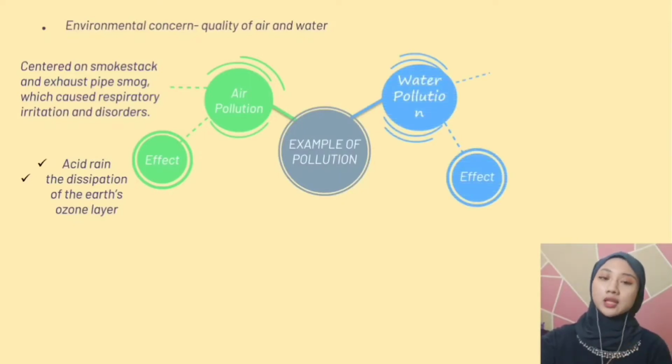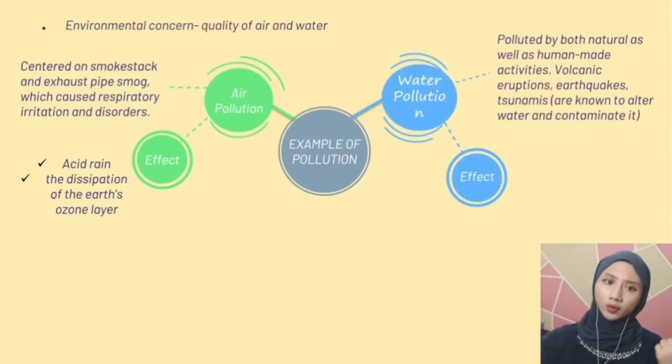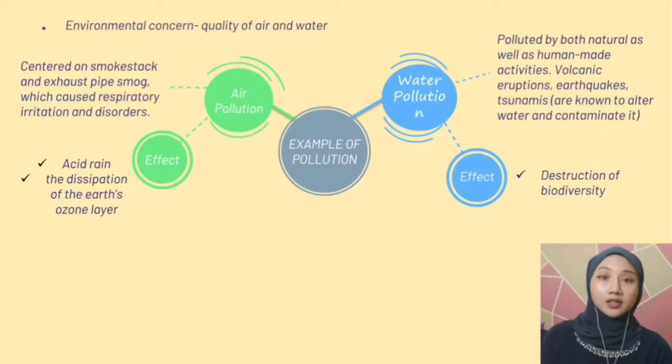The next pollution is water pollution. What is water pollution? Water is polluted by both natural and human-made activity, such as volcanic eruptions, earthquakes, and tsunamis, which are known to alter water and contaminate it. The first effect of water pollution is the destruction of biodiversity. It affects the ecosystem that exists underwater. The second effect is the contamination of the food chain.